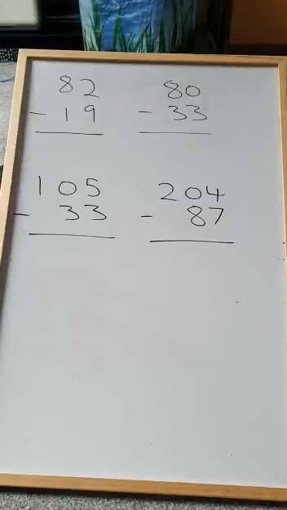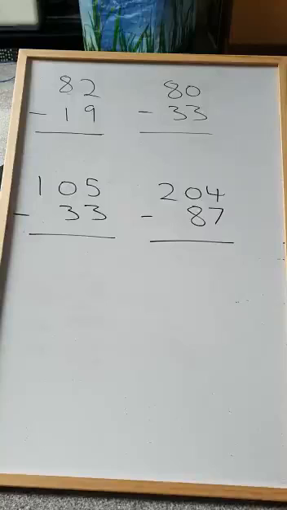Got a bit more column subtraction to go through with a little bit of method as well. I'm going to go through a couple of solutions first. The questions at the top, 2 by 2 column subtraction. These are questions 9 and 10 from challenge B that I asked you to do. So on the left hand side here, we've got 82 take away 19.